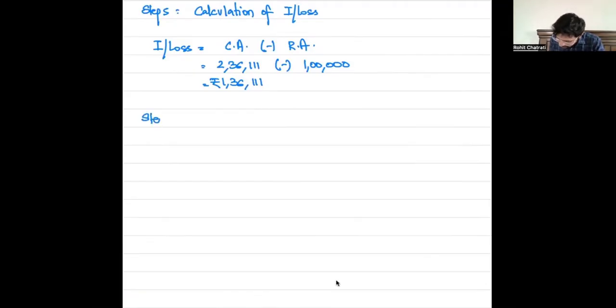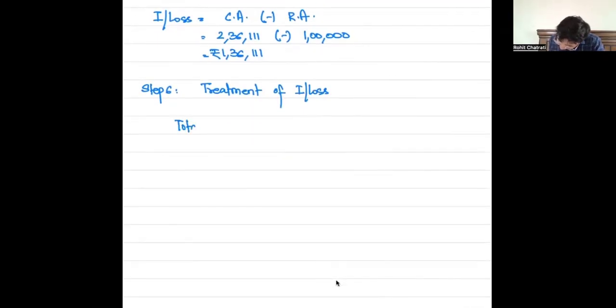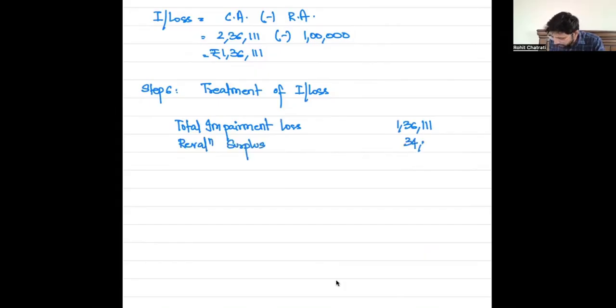All right, so step number 6 is going to be the treatment of impairment loss. So total impairment loss is going to be equal to 1,36,111. Revaluation surplus is equal to 34,000. So therefore, the impairment loss that will be charged to the P&L will be 1,02,111. All right, this is the impairment loss that will be charged in the P&L account.